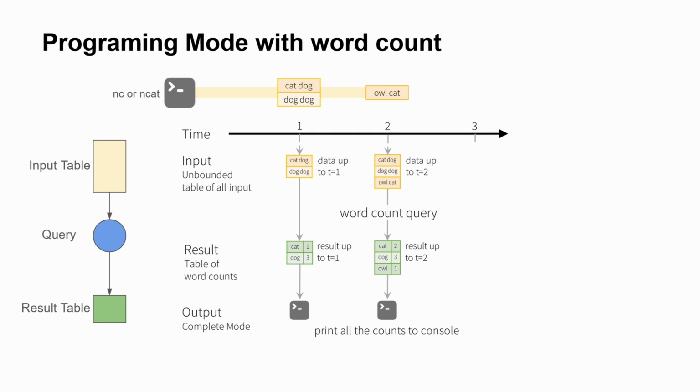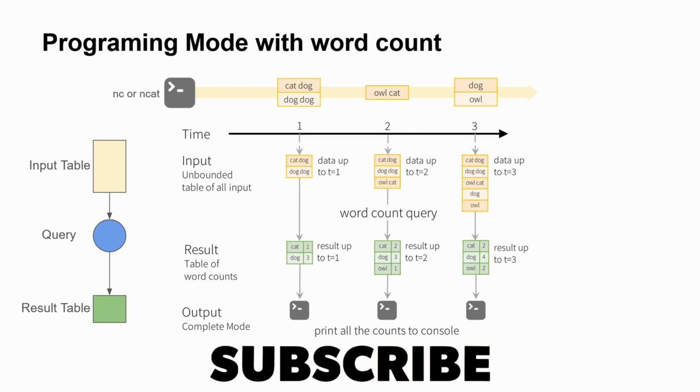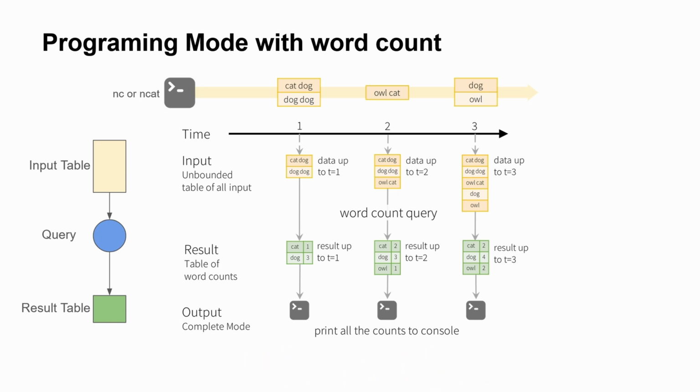Now, if there is other input like dog and owl, then the new input will be added to the unbounded input table and the word count will be performed. And now the result table will have cat as 2, dog as 4, and owl as 2. And the result will be updated in the console. And this is how Spark streaming keeps on running.